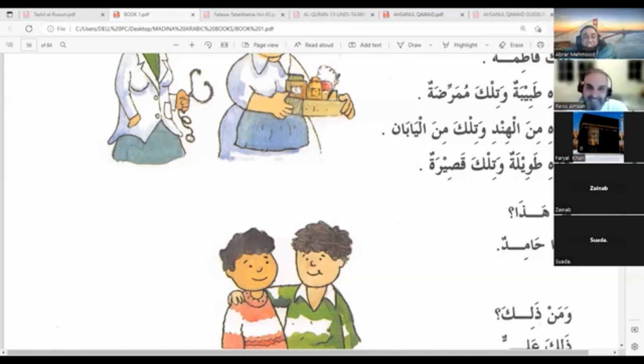Well, in this context, because hadihi and tilka are indicative nouns, we will still use the translation of this is and that is. Just remember, the hadihi here is referring back to the tabibatun. So this would be hadihi tabibatun tawilatun, and tilka mumarridatun qasiratun, meaning this doctor is tall and that nurse is short. Okay, so that's how it makes sense. Again, it's drawing reference. All right.